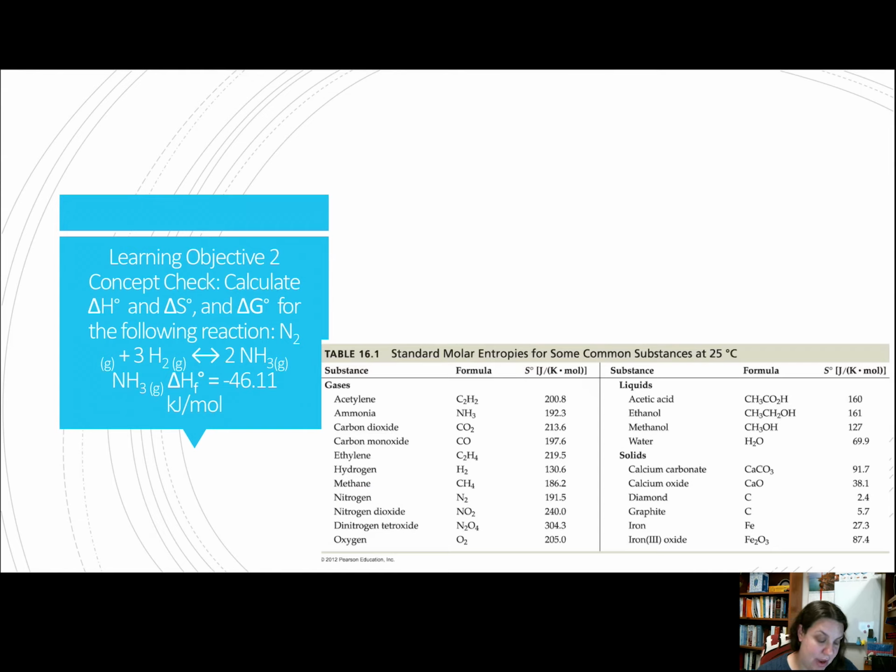Okay, so let's try and solve for this particular one. So if we have the following reaction, N2 gas plus 3H2 gas goes to 2NH3 gas. Pay attention to your states. We want to solve for our delta H, delta S, and delta G if our delta H of formation is this right here. So first, our delta H of formation, very easy to solve for our delta H of our reaction.